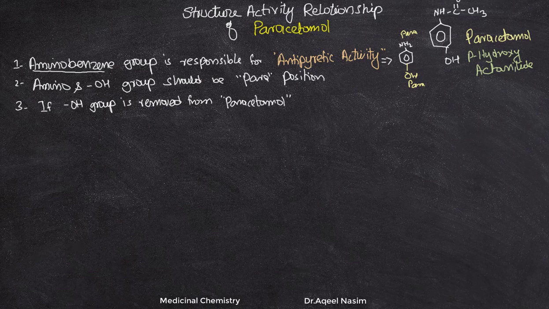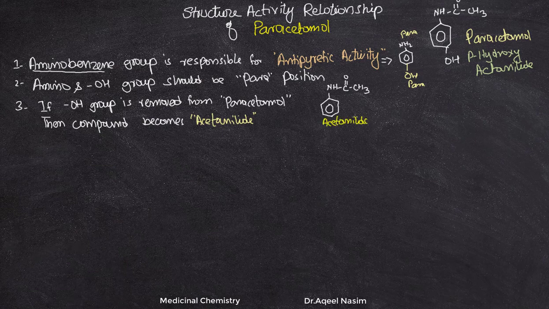If the OH group is removed from paracetamol, then the compound becomes acetanilide. Let me draw the structure of acetanilide like this. We have NHC double bond O CH3, and now I didn't write the OH group. So when we remove OH from paracetamol, it becomes acetanilide. Acetanilide is a derivative of paracetamol. In acetanilide, the toxicity is increased and the activity is decreased.